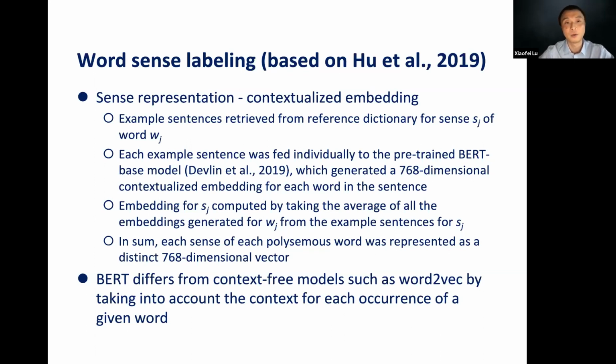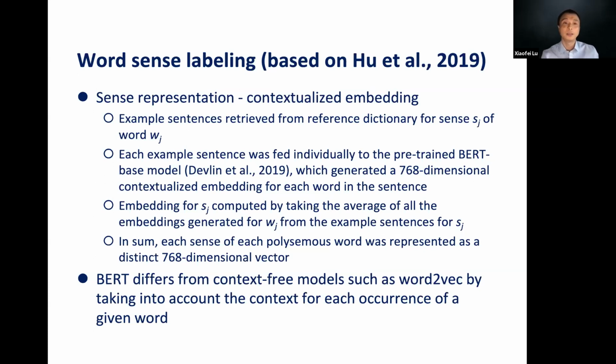Then, when we are working on a particular sense for a particular word, we feed each sentence individually to the pre-trained BERT-based model. BERT also has a large model, but it requires more computing power. So we're using the base model, which we found to be adequate for our purpose. It generates a 768-dimensional contextualized embedding for each word in the sentence.